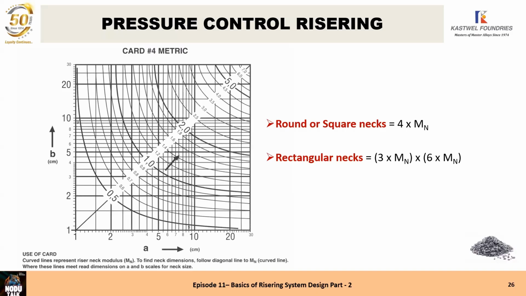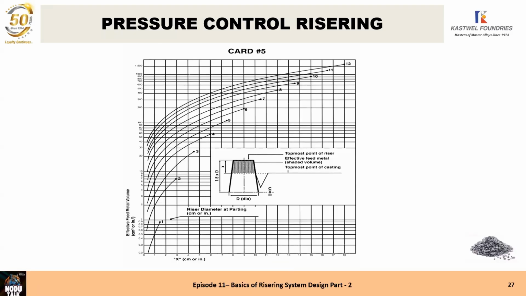Once you get the modulus of the neck, you can get the dimensions of a square, rectangular, or round neck from this dimension. Or you can have any other shape of the neck so long as the modulus is as given over here. Now, when you connect the riser to the casting, in this graph, look at the figure in the middle. There's a cope, there's a drag. On the right hand side, there's a casting. The casting is connected to the riser.